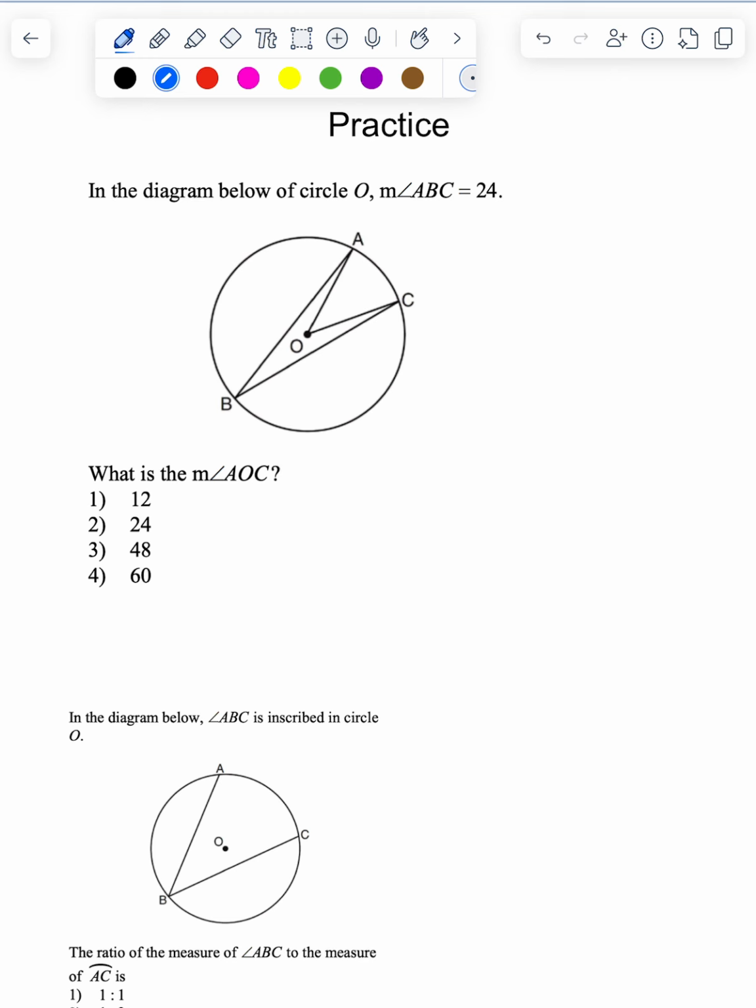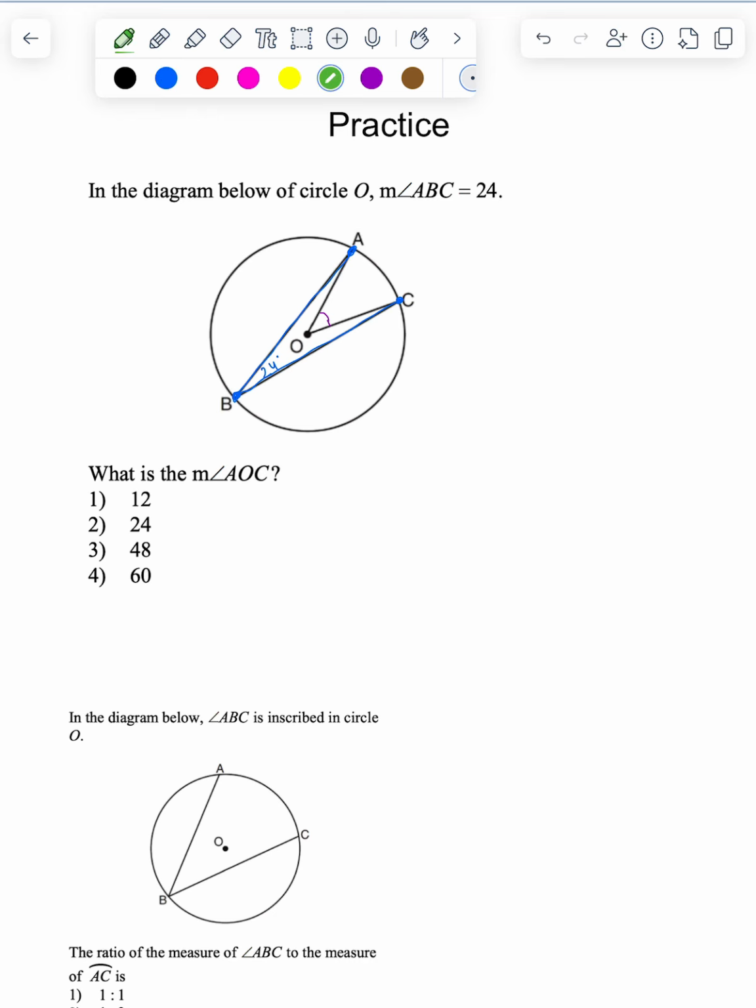We have circle O in the picture below, and the measurement of angle ABC is 24 degrees. We're looking for the measurement of angle AOC. So we're looking for this measurement here. The angle that we were given, angle ABC, is an inscribed angle. The vertex of the angle is on the circle, as well as the points where the rays end. So we have 3 points on the circle, and that makes it an inscribed angle.